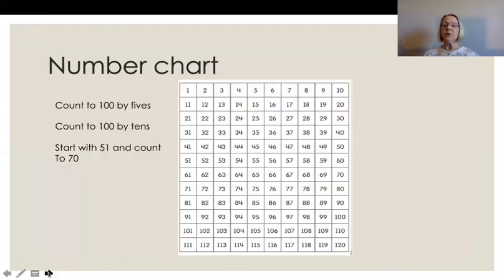All right, boys and girls, you will receive a packet this week that has some fluency activities on there. And one of those will tell you to be counting to 100 by 5s. You can use a number chart to do that. You can count in your head to do that. But we want to count to 100 by 5s. So we're going to start with 5. And we're going to count by 5s to 100.